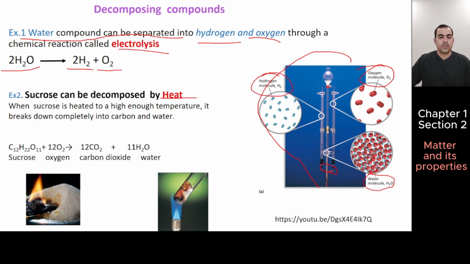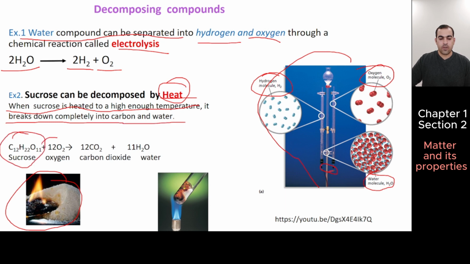Another method: sucrose can be decomposed by heat. You heat it. Look, an example, it decomposes into carbon and water, carbon dioxide also can be formed. When sucrose is heated to a high temperature, it breaks down completely into carbon and water. This is sucrose and oxygen.